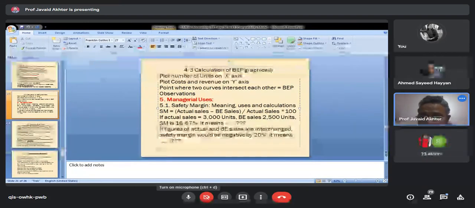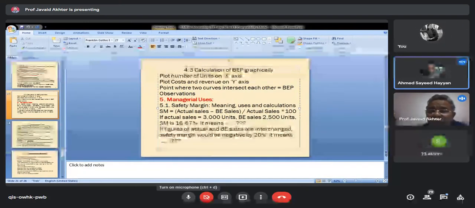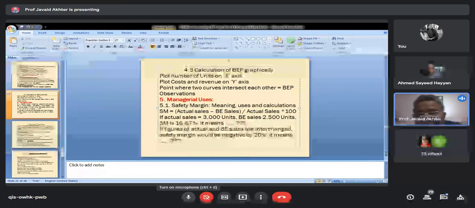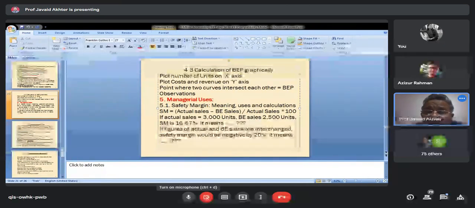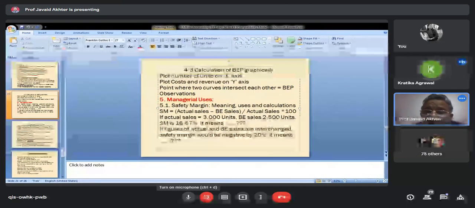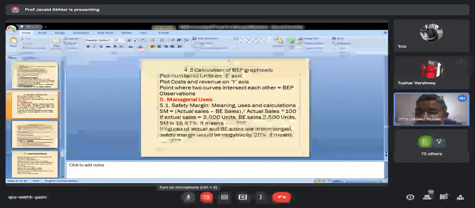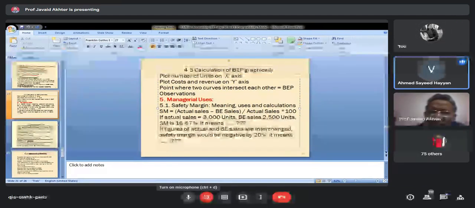So its current sales will be 2,700 units. At what level is their break even? 2,500. The statement is correct. It is selling 2,700 units and its break even is 2,500. It will not suffer any loss. The statement is correct, or not? Yes, sir.